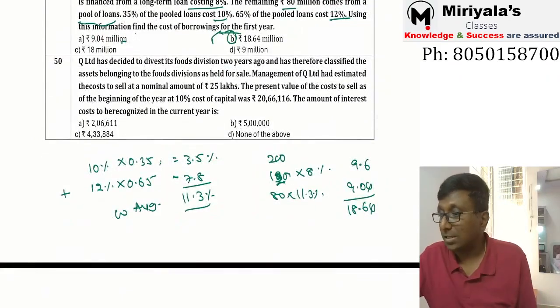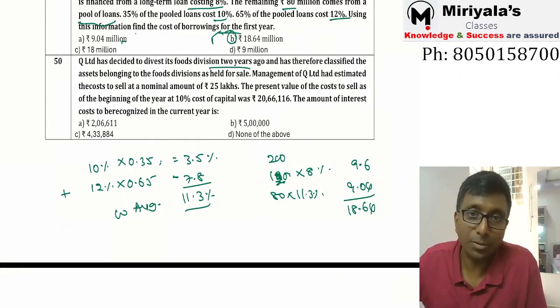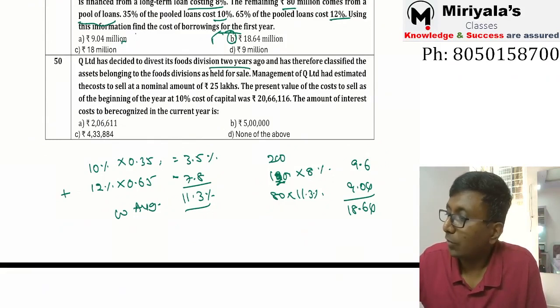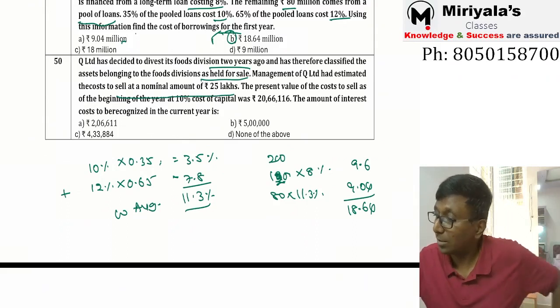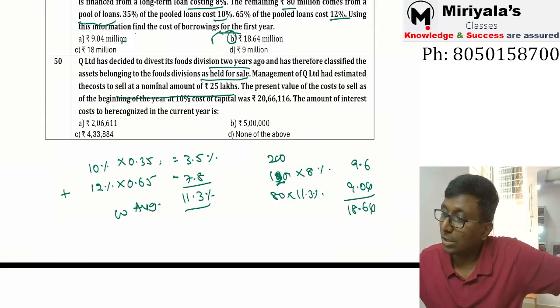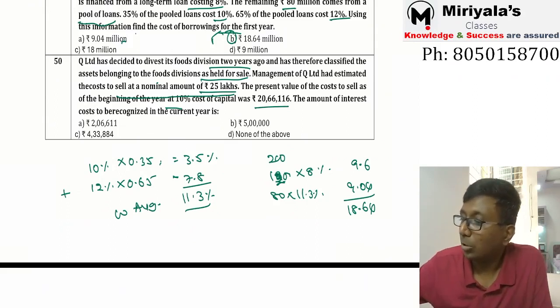Last question. Q Limited has decided to divest its food division 2 years ago, and has therefore classified the assets belonging to the food division as held for sale. Fine, perfect. Management of Q Limited has estimated the cost to sell at a nominal amount of 25 lakh rupees. The present value of the cost to sell at the beginning of the year at 10 percent cost of capital is 20 lakh 66,000 rupees. The amount of interest that should be capitalized in the current year is equal to how much?